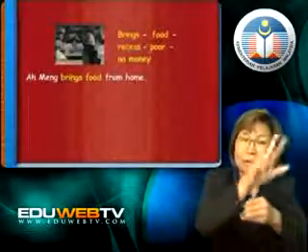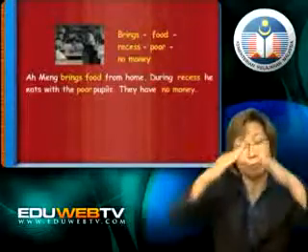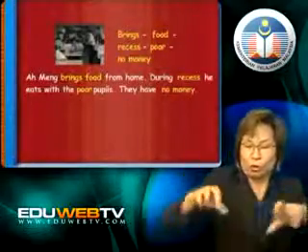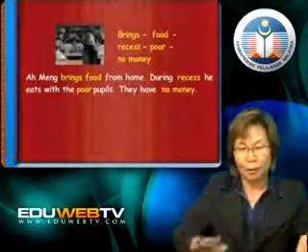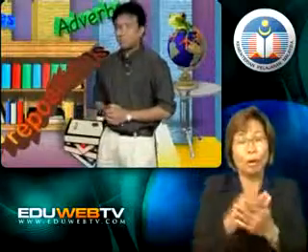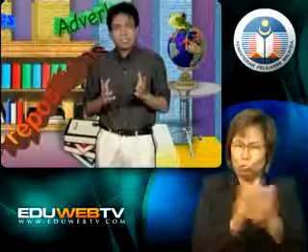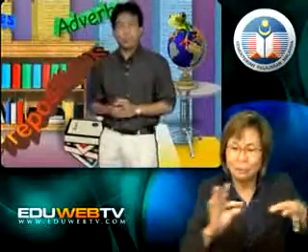Now, how about the third picture? Aming brings food from home. During recess, he eats with the poor pupils. They have no money. Well, Siti, those are good sentences. But let's just consider them as basic sentences for you to make them better.